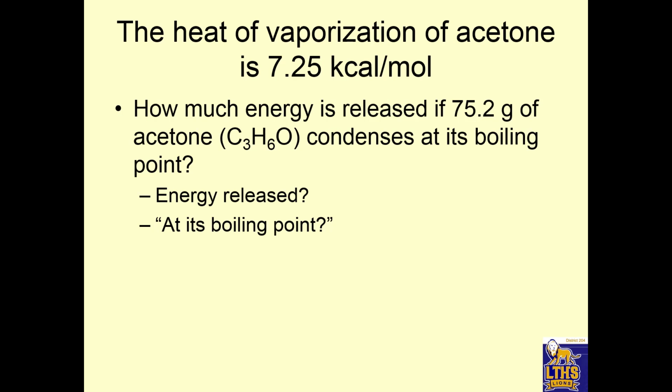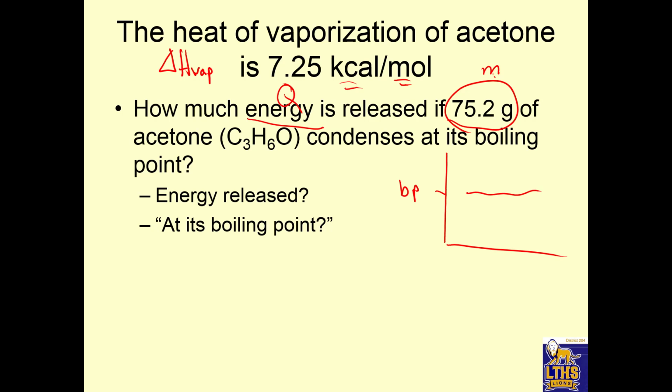All right. The heat of vaporization of acetone is 7.21 kilocalories per mole. So again, we got delta H vap, but this time, instead of doing joules per gram, we have kilocalories per mole. All right. So this is given in grams, so it's a mass, but our delta H value is given in kilocalories per mole. So we'd have to find out how much energy is released. So we're looking for a Q, and it's condensing at its boiling point. So here's a graph. Here's the boiling point of acetone, and it's turning from a gas to a liquid. Okay, so it's one equation, Q equals M delta H, and since it's liquid to gas, we'll do vap.